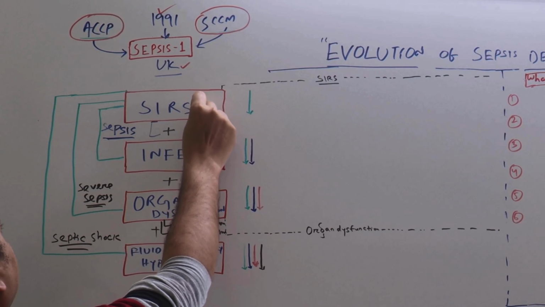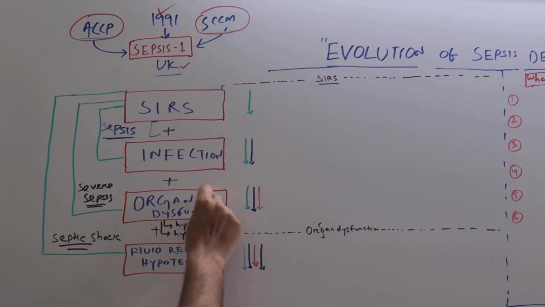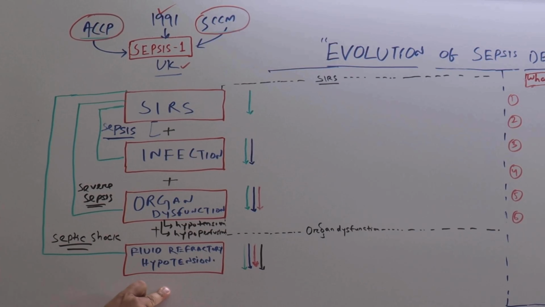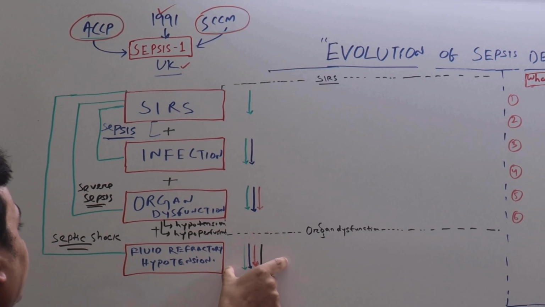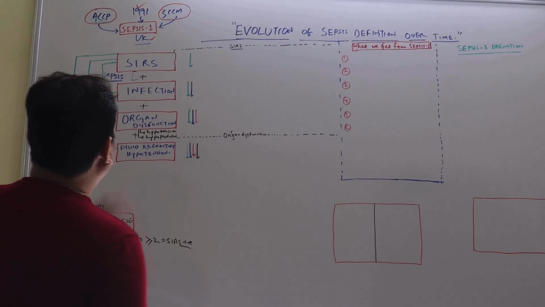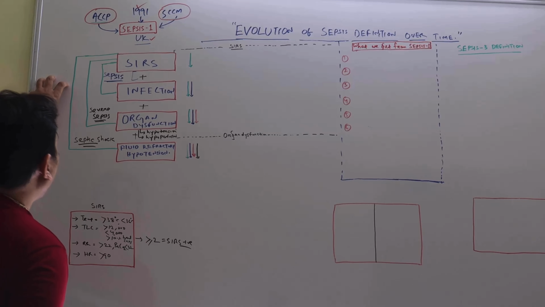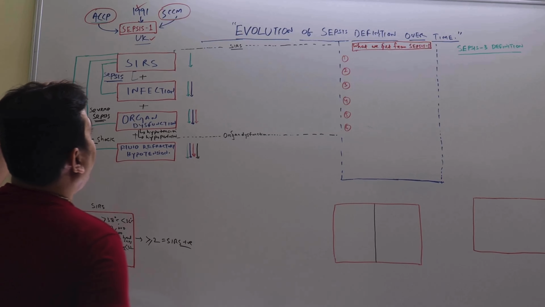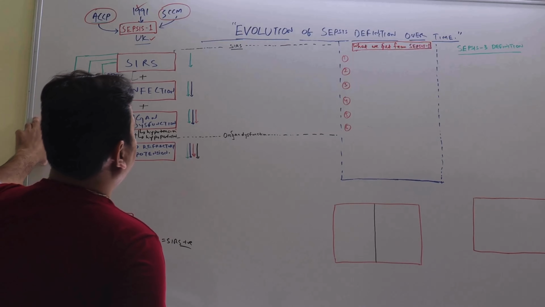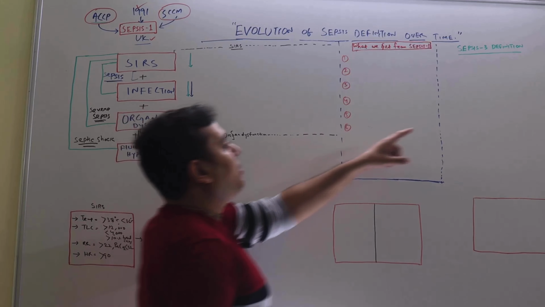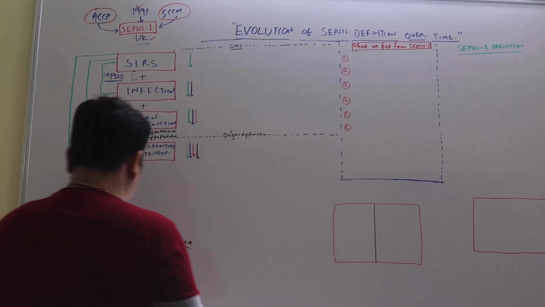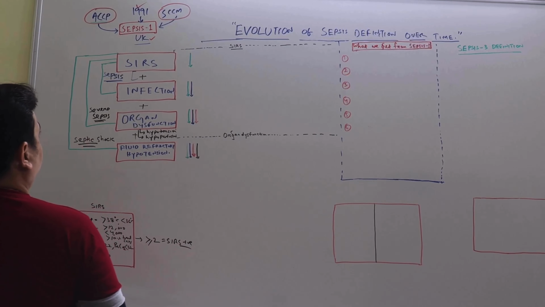As we go from SIRS to infection to organ dysfunction to fluid refractory hypotension, the severity of the disease increases step by step. Right. Now let us go in depth into the concept of this Sepsis-1 definition and find out the pitfalls or problems, and based on that we'll decide what could be our Sepsis-3 definition. Right. So first coming to SIRS.